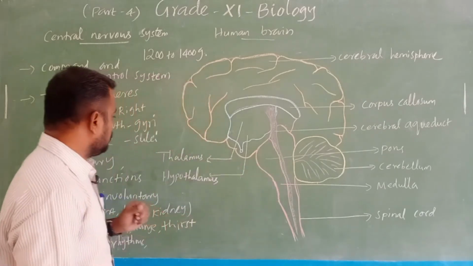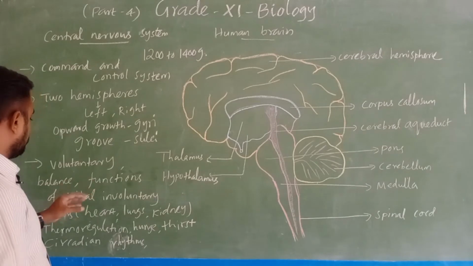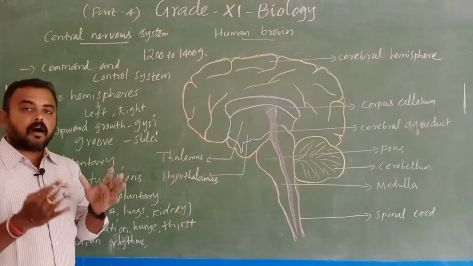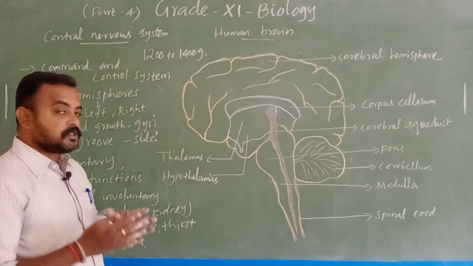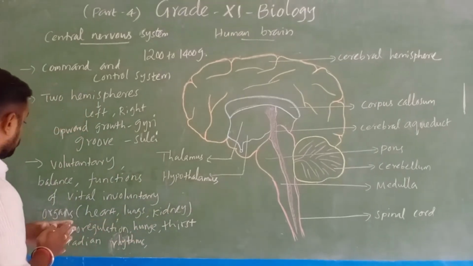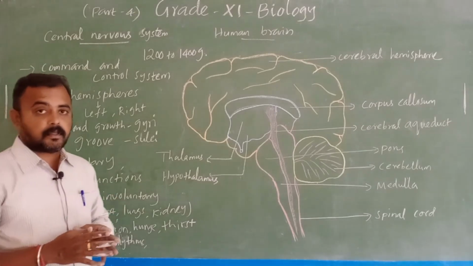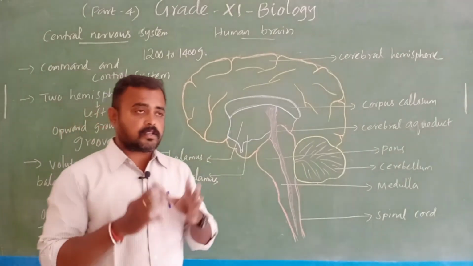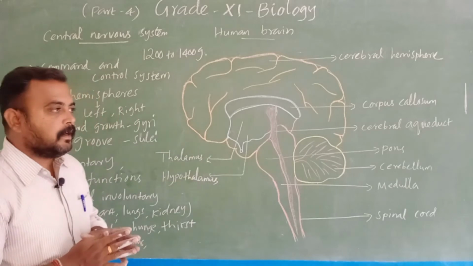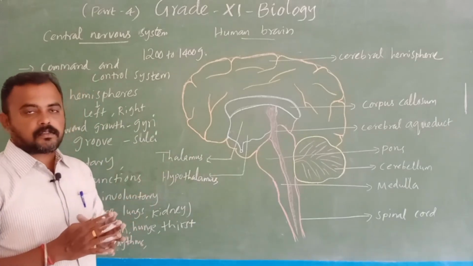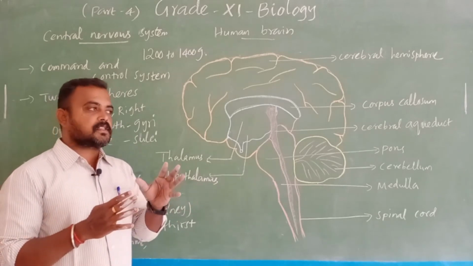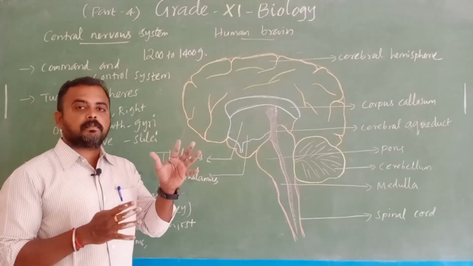The next, functions of vital involuntary organs are functions which are not in our control: the heart, the kidney, the lungs. So they are involuntary actions. Then thermoregulation, body temperature. The body temperature is constant, 37 degrees Celsius. It is done by the brain. We have supporting organs also, that is skin, but the main control system is the brain.